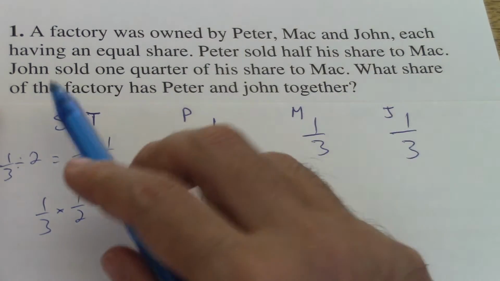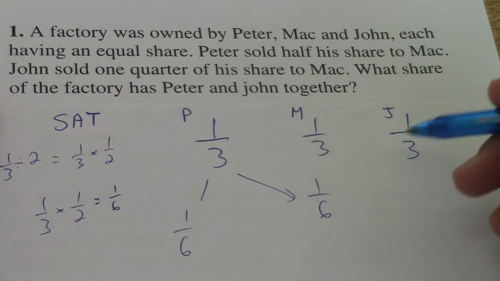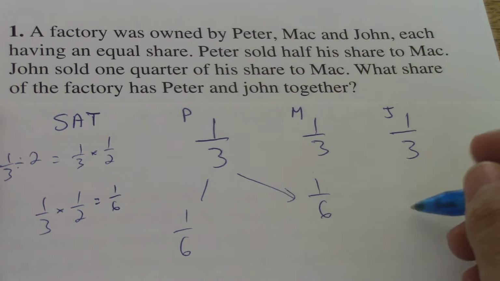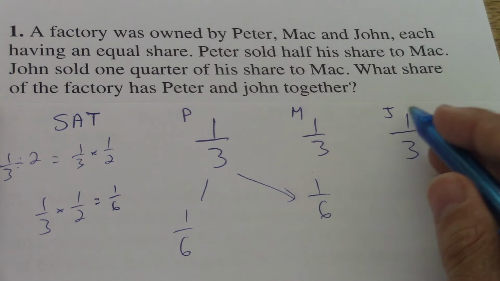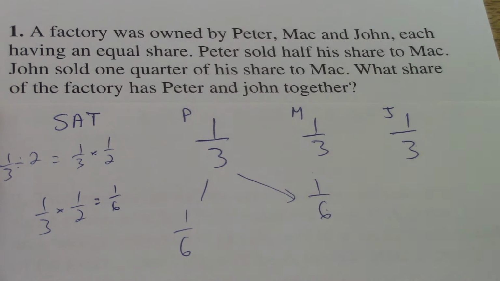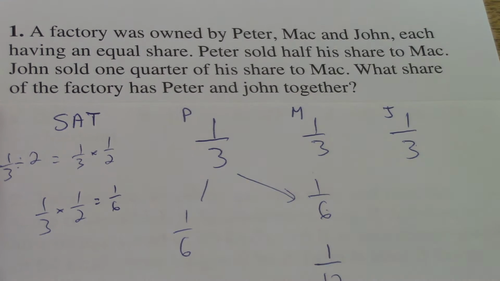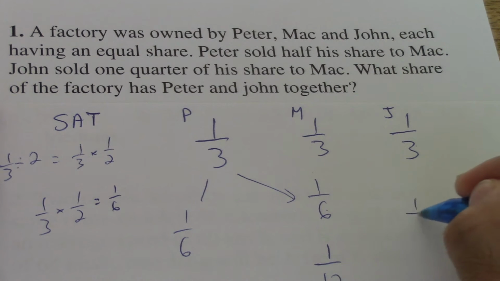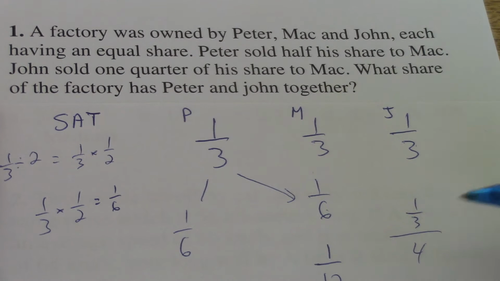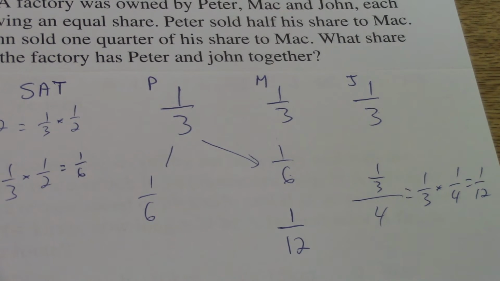Okay, let's continue. John sold 1/4 of his share to Meg. So if half of 1/3 is 1/6, half of 1/6 is 1/12. So that will be 1/4, or this is 1/12. Or if you want to do it in a different way, 1/3 divided by 4 is the same as 1/3 times 1/4. That will be 1/12. Okay, if you want to see the math process.